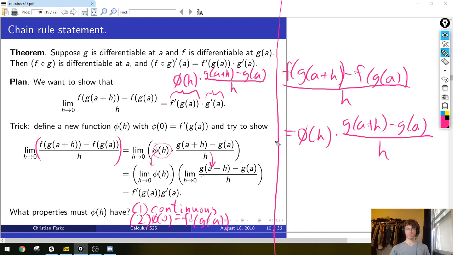What should phi be inside the limit? So when h is not equal to 0, what should phi of h be in here if I want this equation to be true?